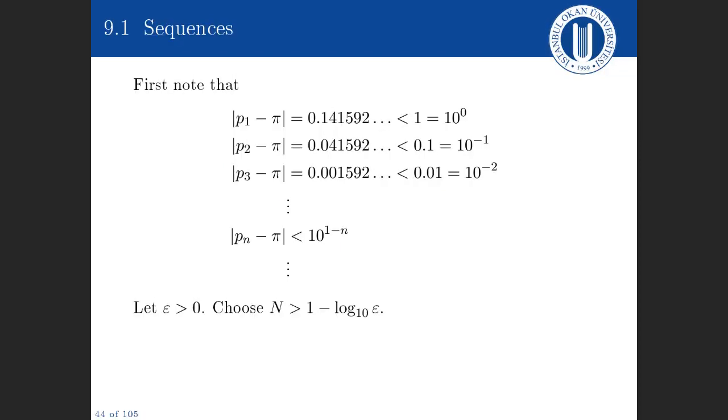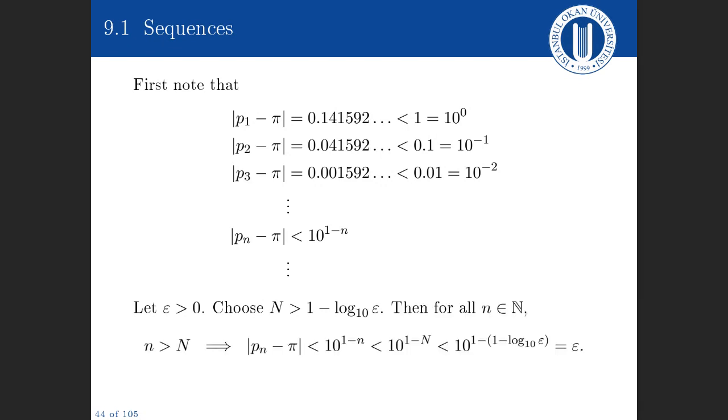So let epsilon be greater than 0. Choose capital N to be bigger than 1 minus log base 10 of epsilon. Then, here's the calculation. If small n is bigger than capital N, the absolute value of Pn minus pi is going to be smaller than 10 to the power 1 minus n, which is smaller than 10 to the power 1 minus capital N, which is smaller than 10 to the power 1 minus log base 10 of epsilon, but that's just equal to epsilon.